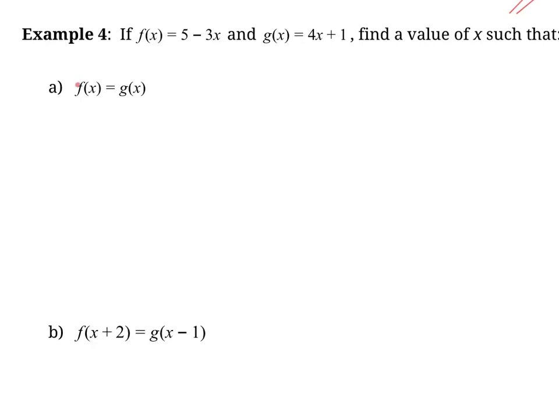We have one side is equal to f at x. Well, we know what f at x is equal to. It's equal to 5 minus 3x. That's what we were told. And we have g of x on this side. We also know what g of x is equal to. It's equal to 4x plus 1. So we're going to do a quick substitution.